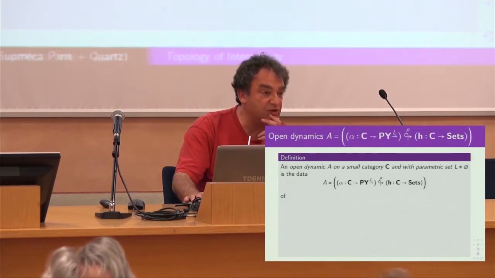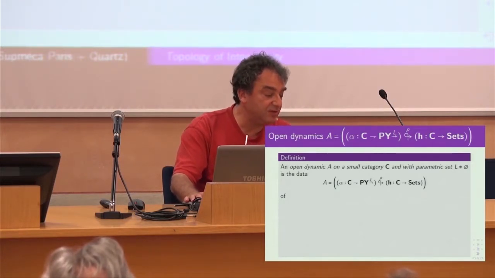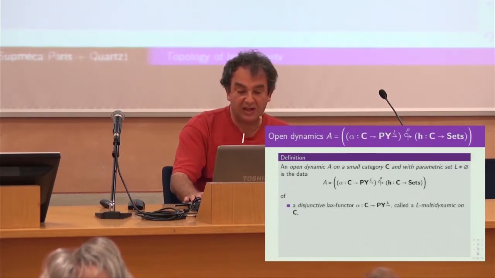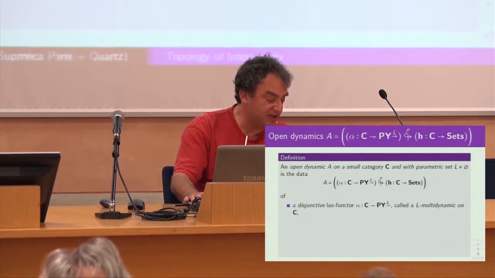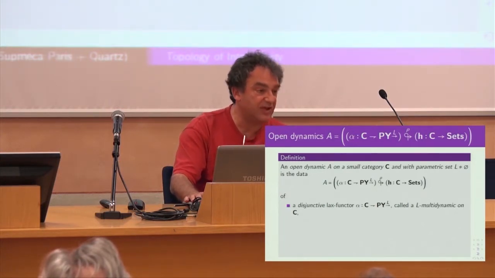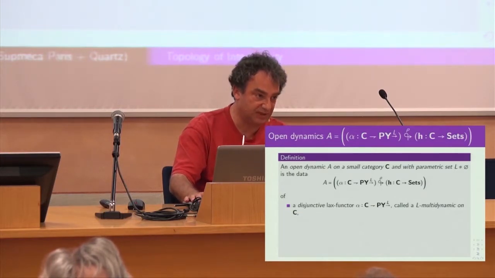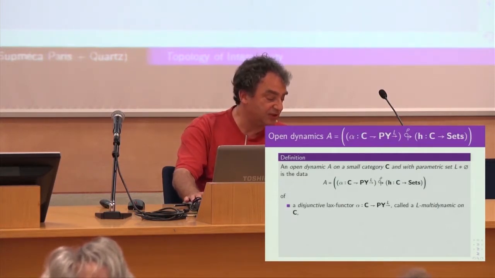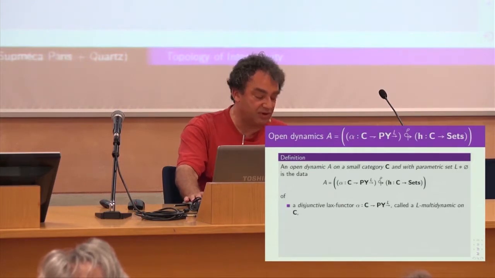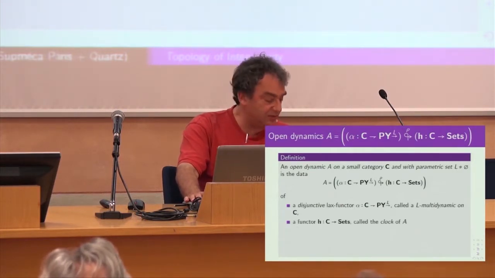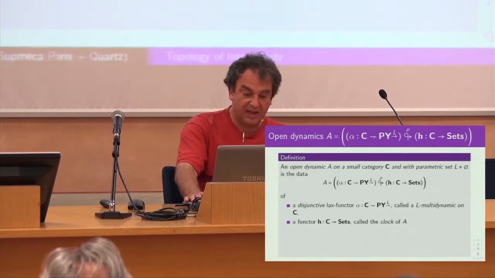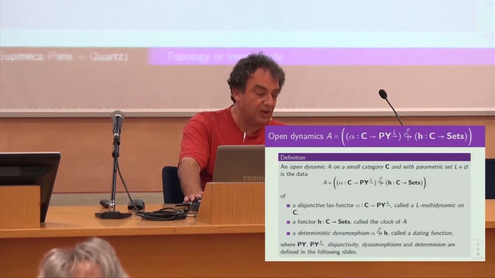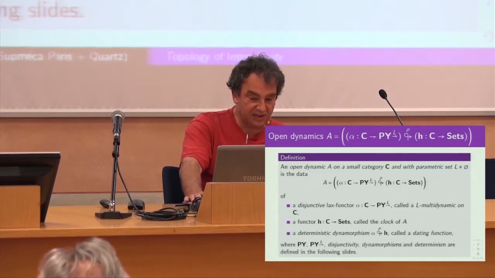So, an open dynamic on a small category C and with a given non-empty parametric set L is the data of an L multidynamic alpha on C that is a certain disjunctive Lax functor. Don't ask me what is a disjunctive Lax functor, I will explain it. A disjunctive Lax functor from C to a certain two category PY raised to the L power on a rows, a clock H on C and a deterministic dynamorphism from alpha to H called datation, with all these notions being defined in the following slides.